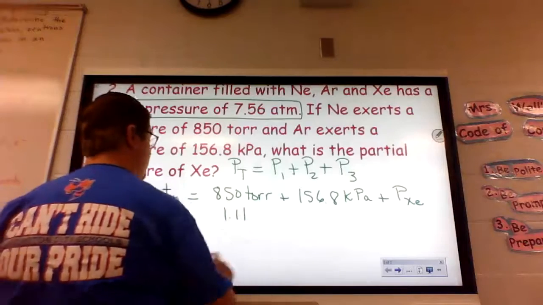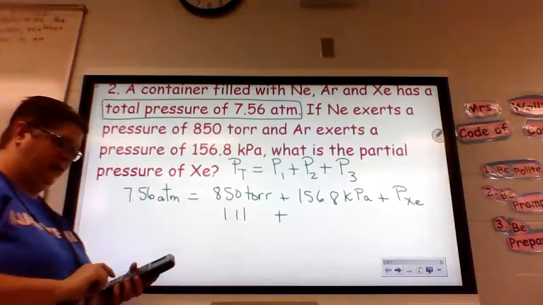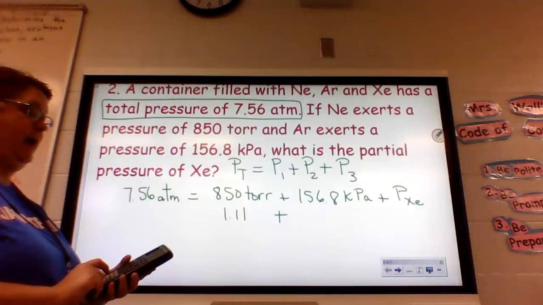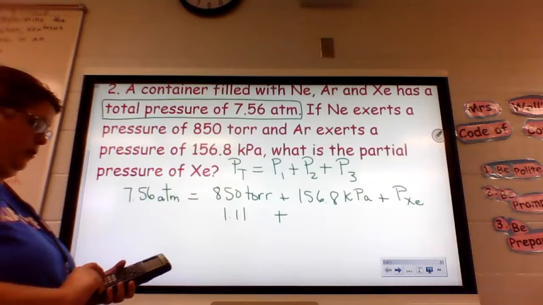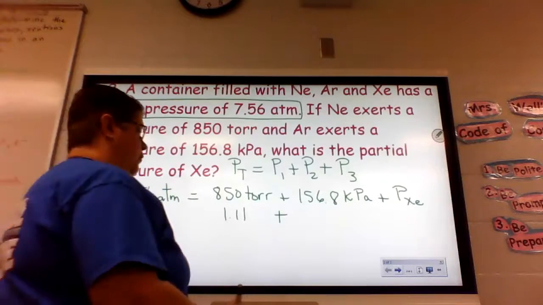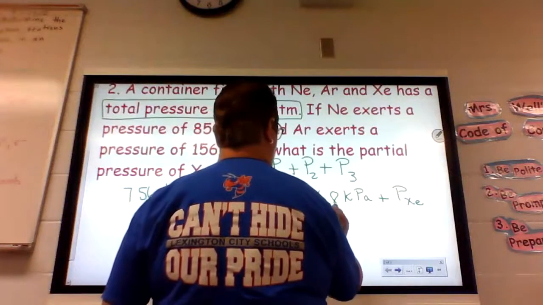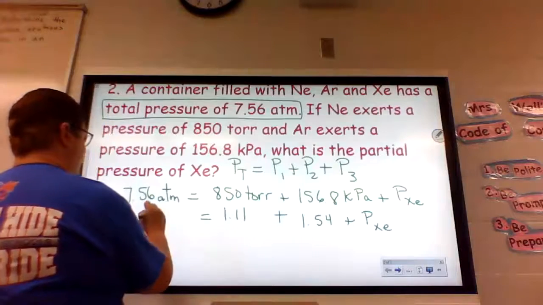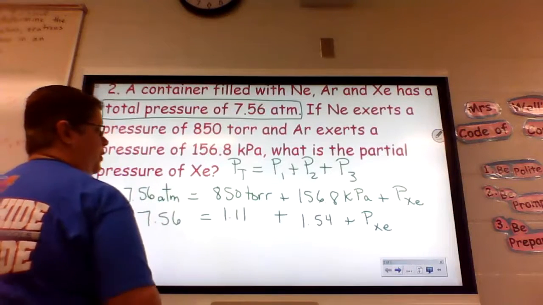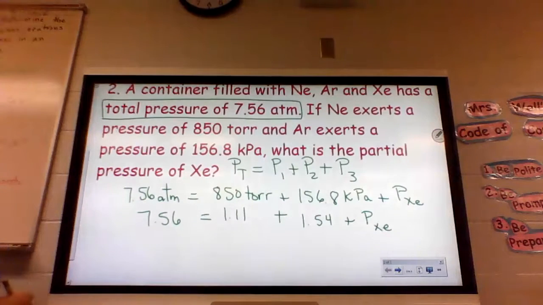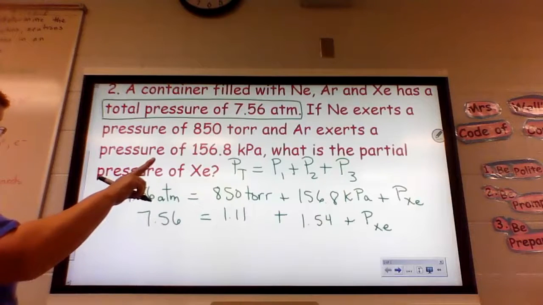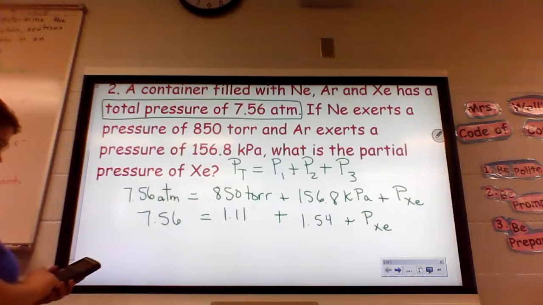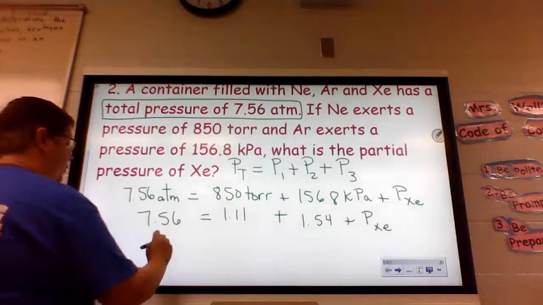All right. Plus 156.8 divided by what? 101.325. 1.54. Plus the partial pressure of xenon is equal to 7.56. So what am I doing to get xenon? Add them and then subtract it. So 7.56 minus that, I have 4.91. Yes.